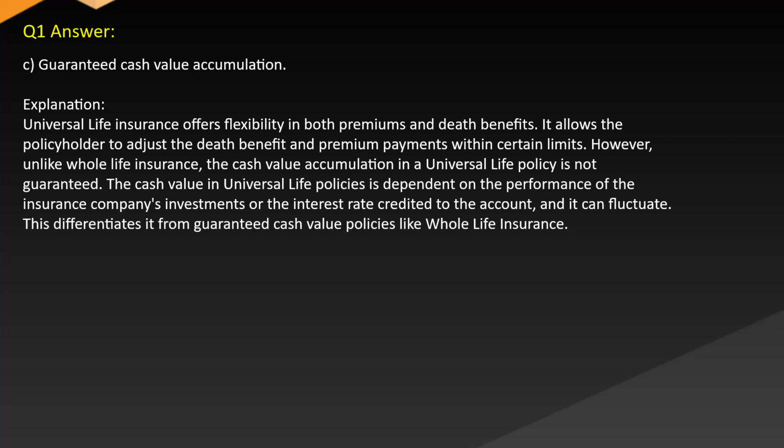Explanation: Universal life insurance offers flexibility in both premiums and death benefits. It allows the policyholder to adjust the death benefit and premium payments within certain limits. However, unlike whole life insurance, the cash value accumulation in a universal life policy is not guaranteed. The cash value in universal life policies is dependent on the performance of the insurance company's investments or the interest rate credited to the account, and it can fluctuate. This differentiates it from guaranteed cash value policies like whole life insurance.